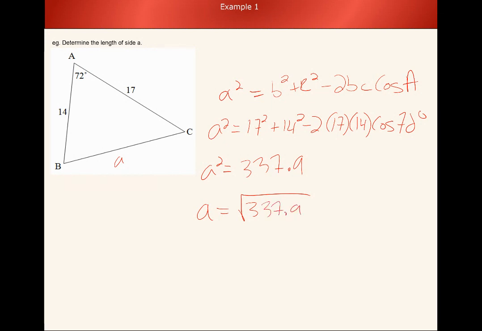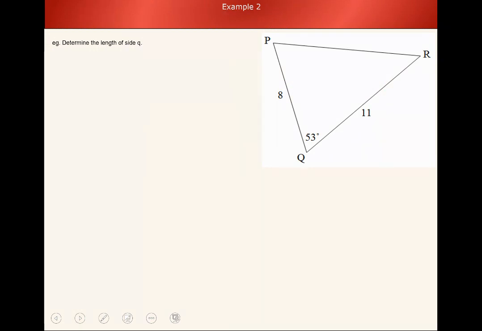So I'm just hitting my square root button on that, and I get that the side length a is about 18. I rounded that off. It was 18 point something. So that's how the cosine law works. Let's keep going with these. Let's find the side length q, same idea.